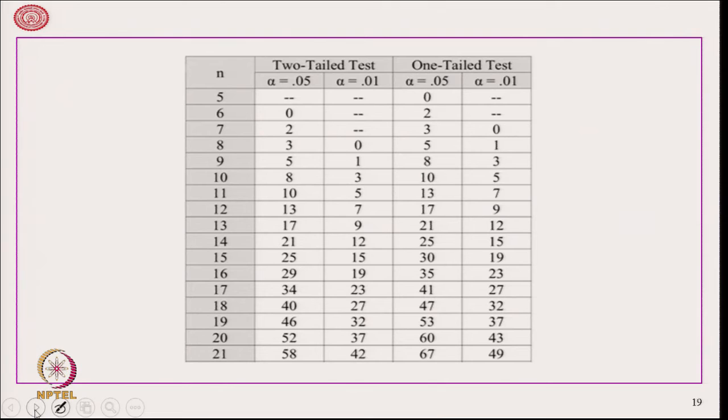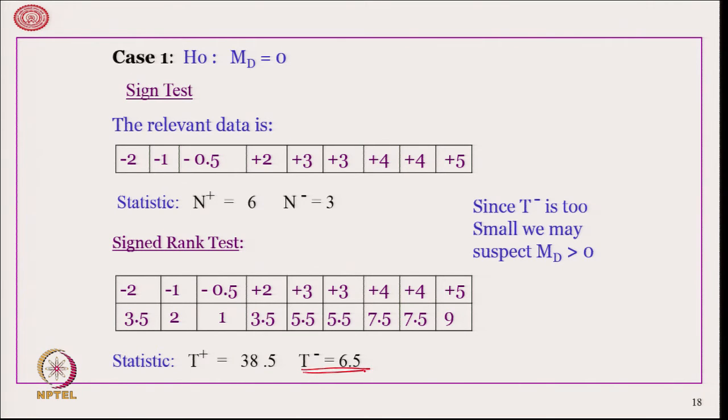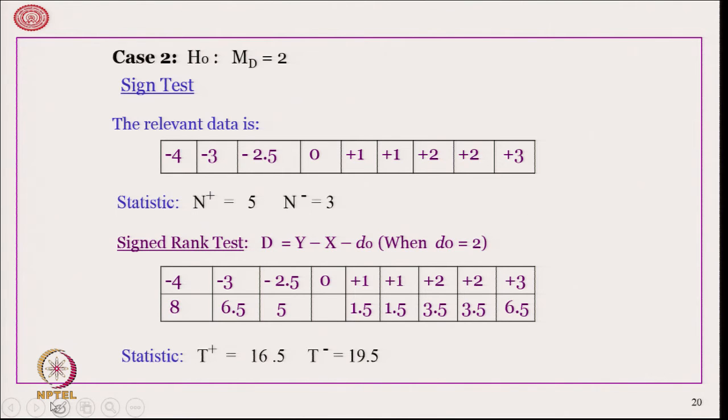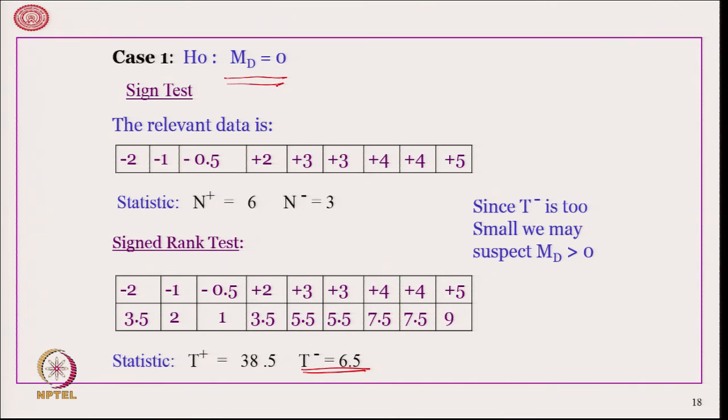So, we go back to our Wilcoxon signed rank test table. We have the value 9, and at the 5% level, we have the critical value to be 8, and since our obtained value is 6.5, which is less than 8, therefore we reject the null hypothesis. That means that we are not accepting that MD is equal to 0; we are rejecting MD equal to 0 in favor of MD greater than 0.